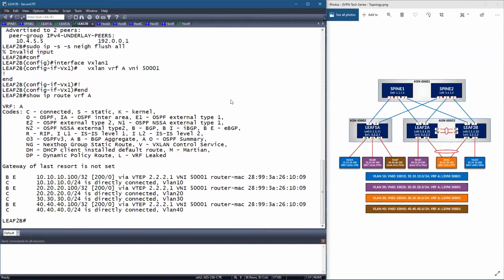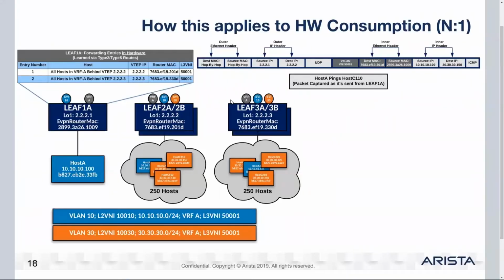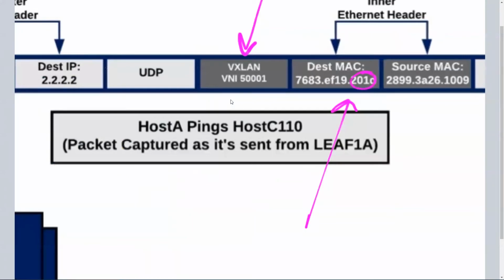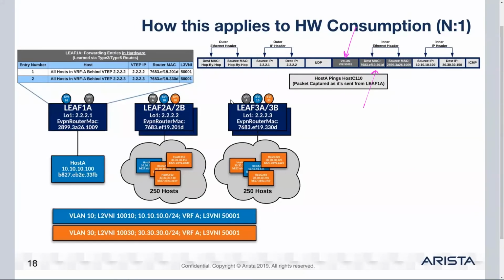So let's actually take a step back and look at what this means. We know that in the inner Ethernet header of a VxLAN packet that's used for a VxLAN routing operation in symmetric IRB, the L3 VNI is used in the VxLAN header. Additionally, we know that the destination MAC address, in this case ending in 201D, is the router MAC associated with the next hop VTEP that advertised reachability to that particular host.